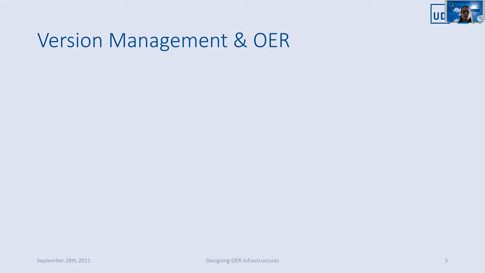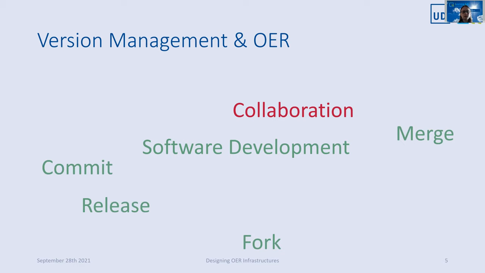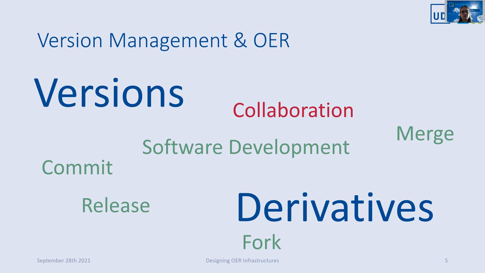As I mentioned before, one special focus was on version management. And the first question is, what does version management have to do with OER? First of all, version control is mostly associated with software development and collaboratively working and editing software code. And this includes several functions, and these functions concern two different aspects: versions and derivatives.